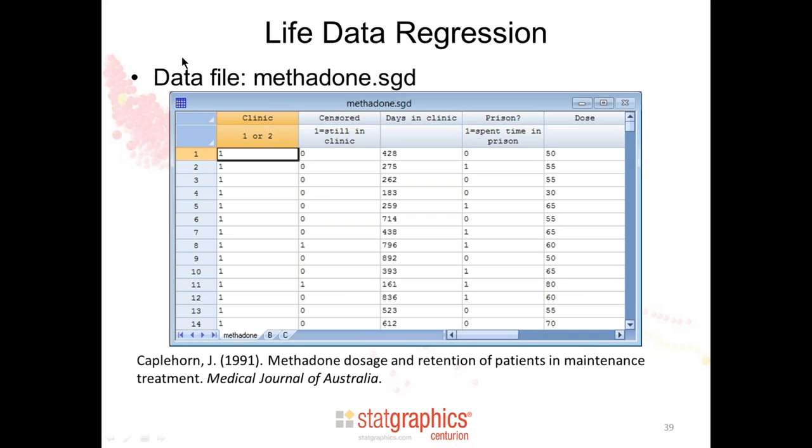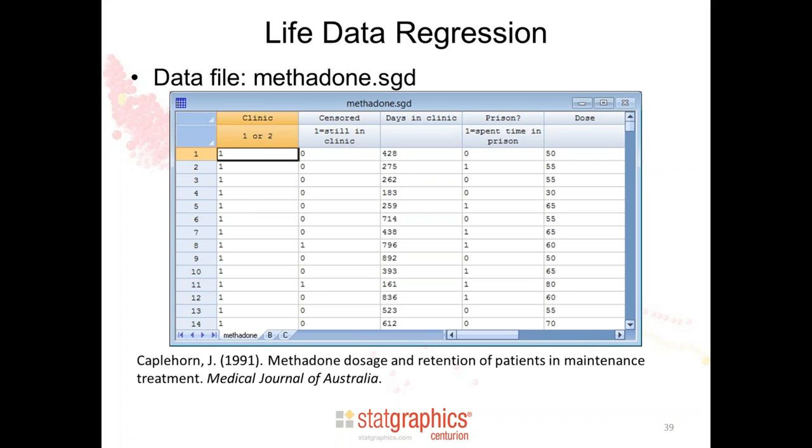There are also, though, two categorical factors. There's clinic, and there were two, and this column is either a 1 or a 2, depending upon what clinic they were at. And there's a categorical factor for whether or not this patient had spent time in prison. It's one if they did previously spend time in prison and a zero otherwise.